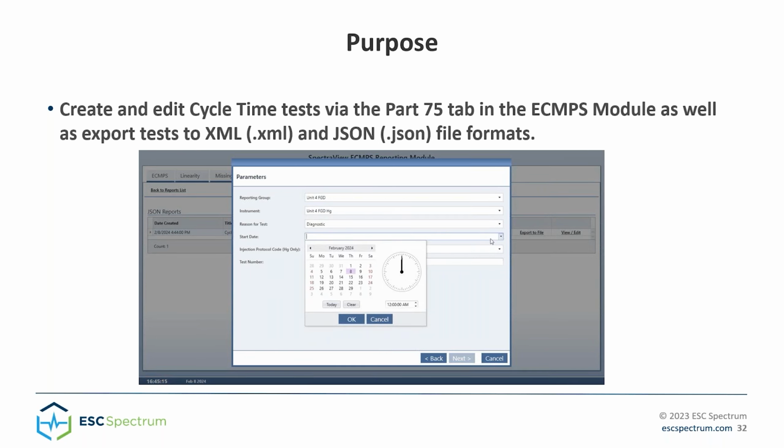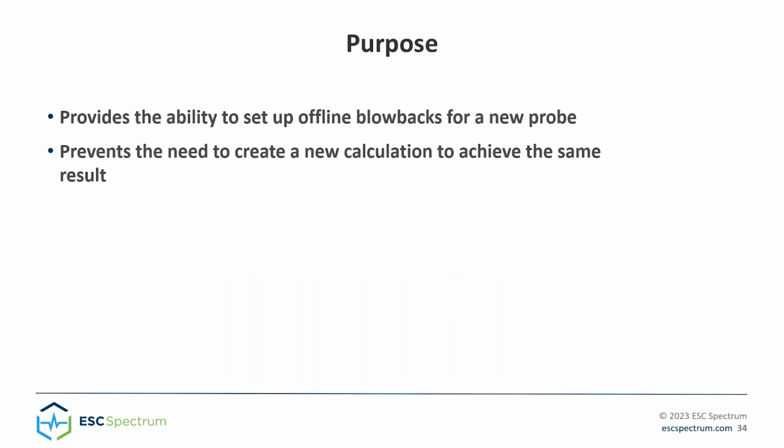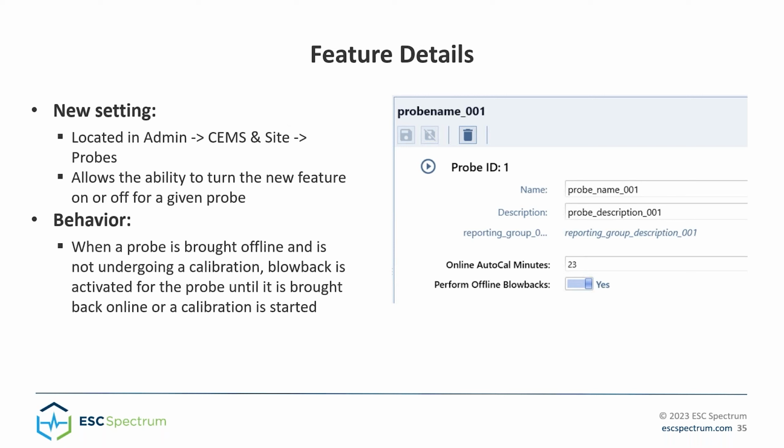The next item should be offline blowback. Yeah, it's an automatic offline blowback. Previously, this was set with a calculation, and it's to turn on blowback when the unit is offline, but it's not in calibration. And we've got the same thing now with a switch. So in our probe section, you can set the perform offline blowbacks, and it's just a yes, no now. Just no manual calculation needs to be added.